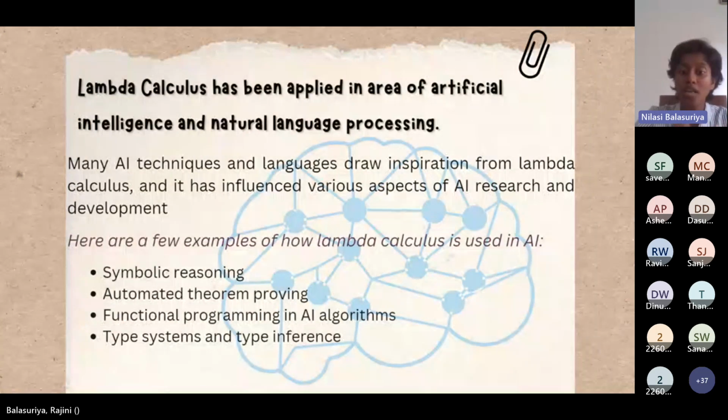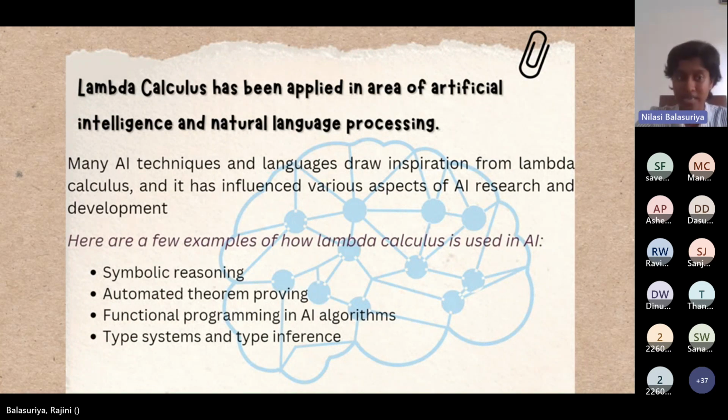In the world of artificial intelligence and natural language processing, lambda calculus is also widely being used. A few areas it has influenced are symbolic reasoning, automated theorem proving, functional programming in AI algorithms, type systems, and type inference.